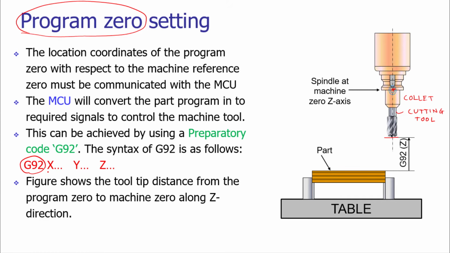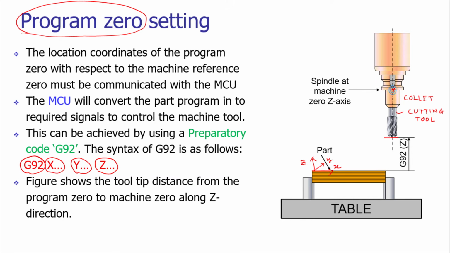So here G92 is having three information that to be entered: X distance, Y distance and Z distance. So what is the meaning of X, Y and Z? So let us consider that the table is having the part which is fixed on the table. The part is having its own axis X, Y and Z. Now the machine knows this point and machine is having the information about the cutting tool as well.